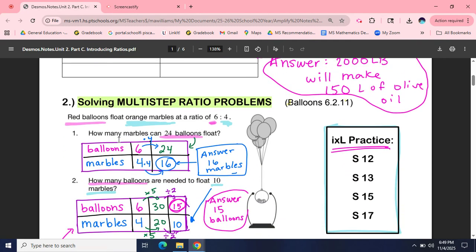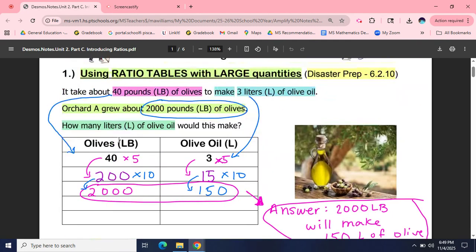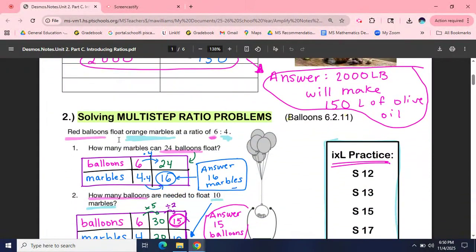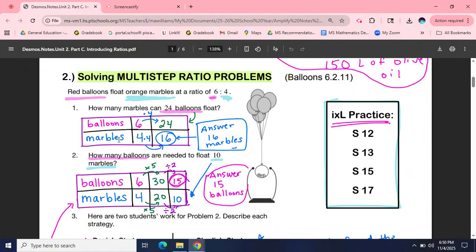Solving multi-step ratio problems. So in this one, it took us a few steps, but let's take a look here. Solving multi-step ratio problems, balloon 6 to 11. Red balloons float orange marbles at a ratio of 6 to 4. So I highlighted red balloons, and I highlighted 6 in pink to show that the first number belongs to red balloons, so 6 belongs to red balloons. Red balloons float the orange marbles would be 4. So every 6 red balloons, it would float 4 orange marbles.